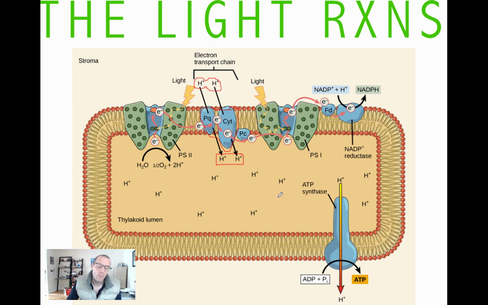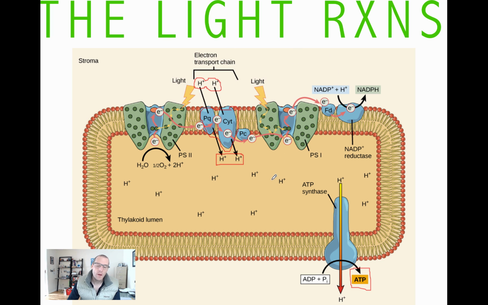And so we make a proton gradient in here, and just like we saw with cellular respiration, ATP synthase is an enzyme which can use a proton gradient to make ATP. So we've created a situation where we've got a high proton concentration inside the thylakoid, low proton concentration outside.